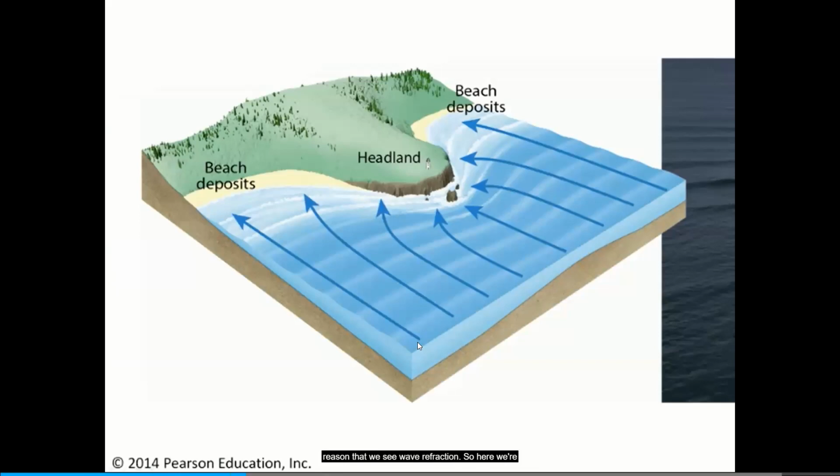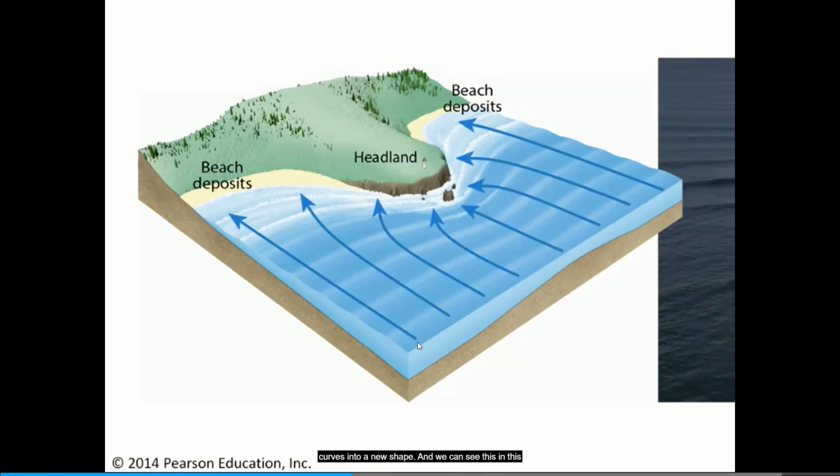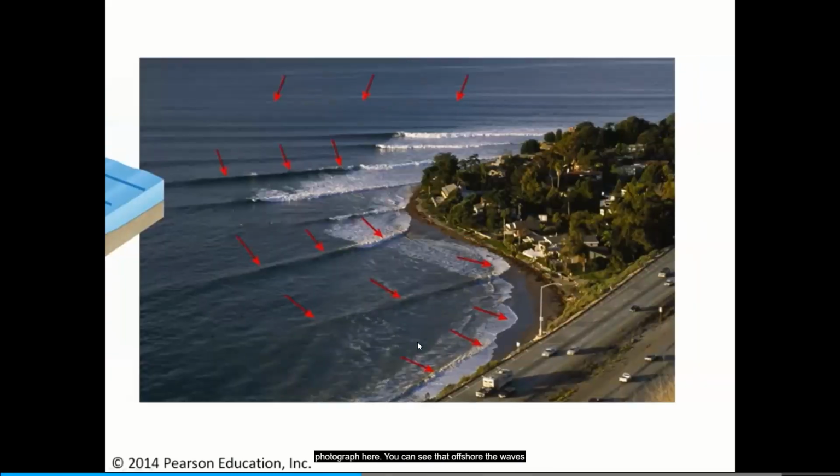Here, we're looking at a situation where we've got a rocky headland and cove on either side. As waves approach that area, they find shallower water immediately offshore of the headland, and so they slow down. However, there's still deep water offshore of the two cove areas, so the waves move full speed ahead in those areas. As part of the wave is going faster than another part, the wave curves into a new shape. And we can see this in this photograph here.